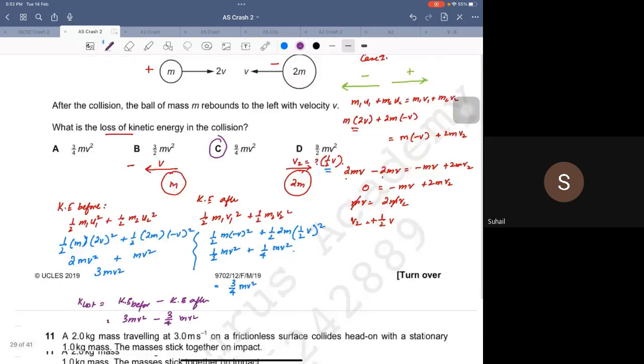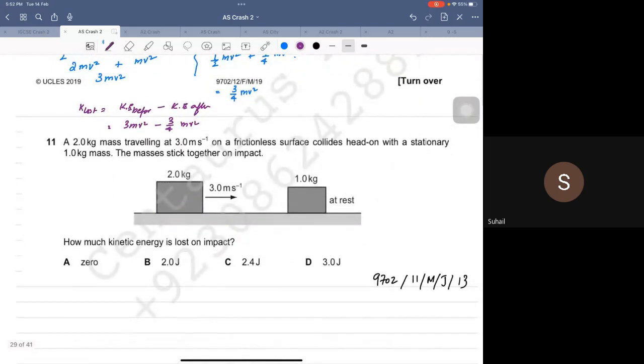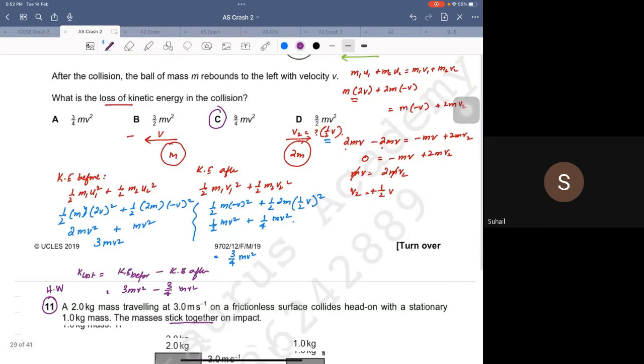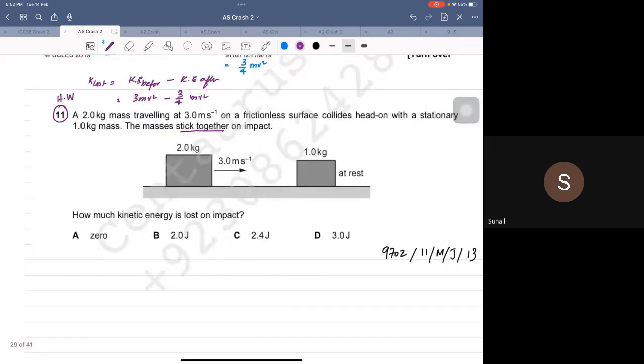Okay, so now we're going to go towards this one. And this I'm going to give you as homework. This is a very similar question. It's just different because in this one, they stick together and you need to find the velocity afterwards using the momentum equation. And then when you find the velocity, you can do the total kinetic energy before minus afterwards. And that's how you're going to end up solving this. This is pretty easy compared to the previous one, but it is of the same feel, so you can actually do it yourself.